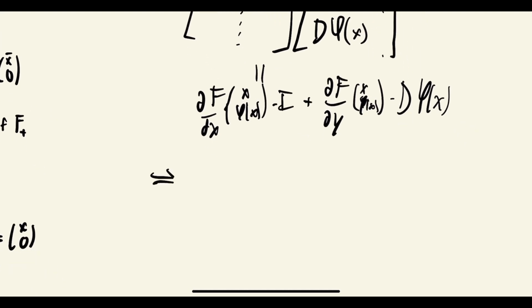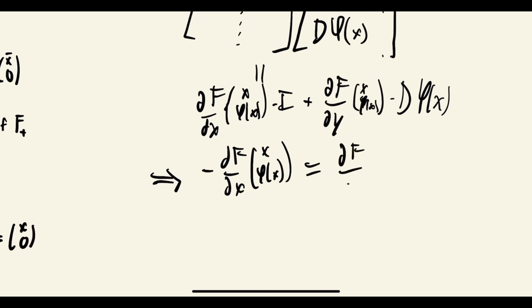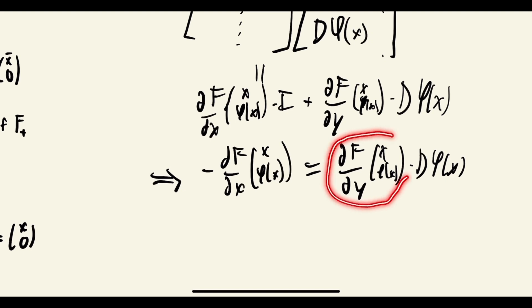So we'll just say this implies that if we first subtract this from both sides, we have negative derivative of f with respect to x at x, phi of x. And then that's going to equal derivative of f with respect to y at x, phi of x, multiplied by the derivative of phi of x. And then what we can do is multiply by the inverse of this matrix on the left. Now the question is, can we do that in general?